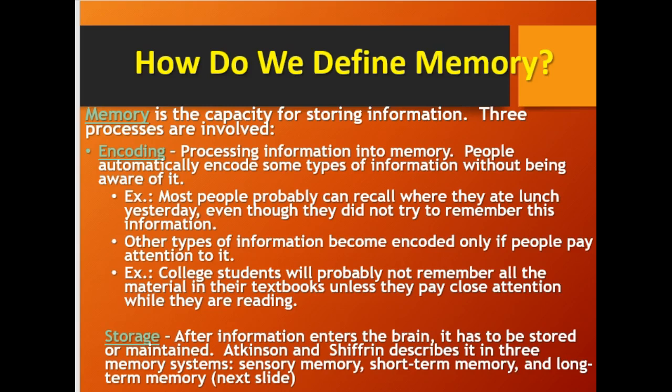Then other information is taken in only if you pay attention to it. For example, college students, you probably won't remember all of the information in your textbook unless you're paying close attention to it and you want to retrieve it later while you're reading it. Then there is storage. After you take the information into the brain, it has to be stored, maintained, and there it is processed, and then you decide what needs to be done with the information once you get it in. And so we'll talk about the memory system, sensory memory, short-term memory, and long-term memory on the next slide.